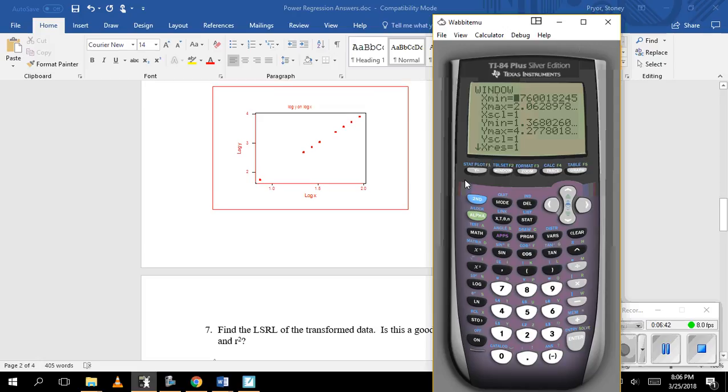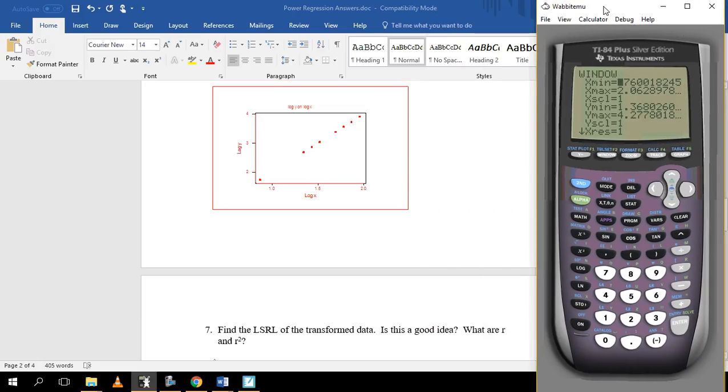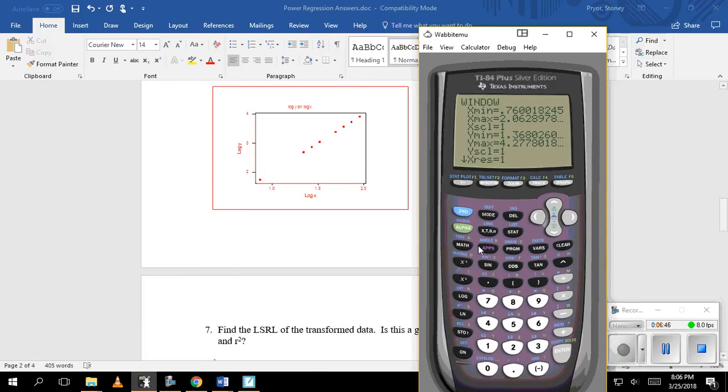Find the LSRL of the transformed data is a good idea. What are r and r squared? So now what I want to do is go stat calc number 8, L3 and L4. And I'm going to store this one into Y2, just so I have them both in case I need them later. Wow, look at that. It did a great job.